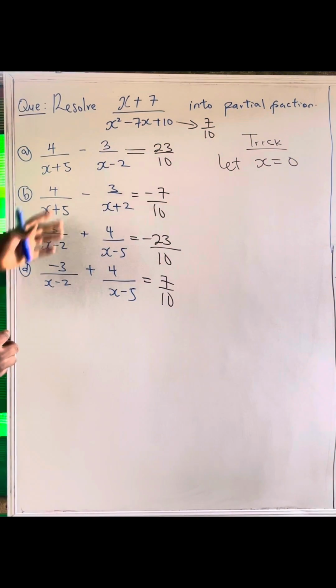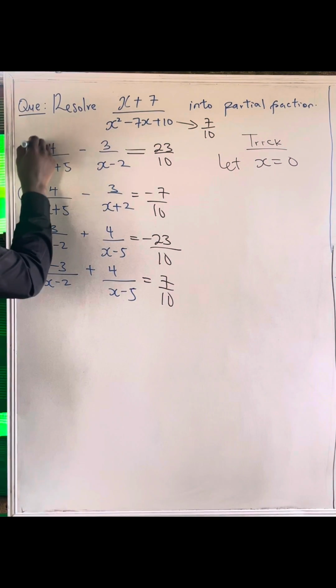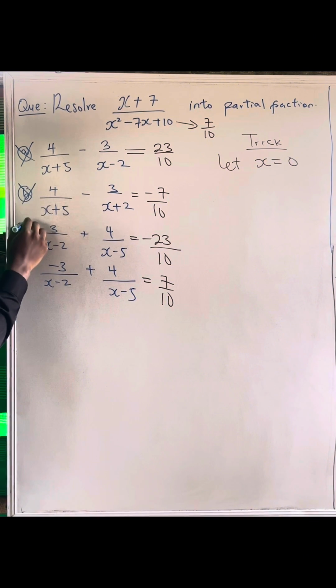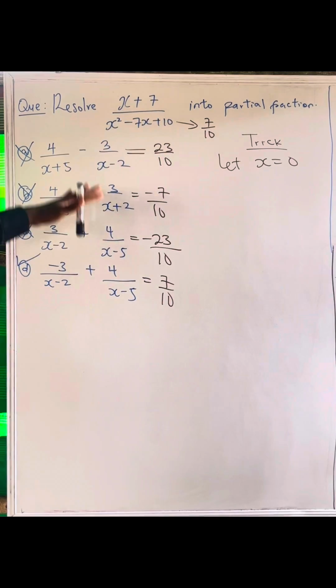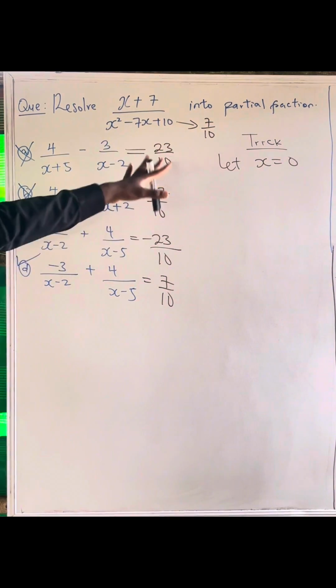So according to what I got, this simply means that option A is wrong, option B is wrong, option C is wrong, option D is correct. So that is how to use the trick in solving the question when we are doing CBT or OBJ exam.